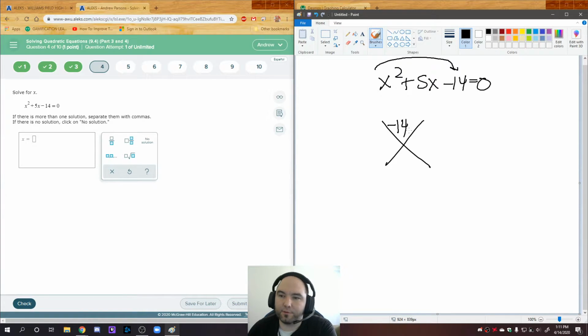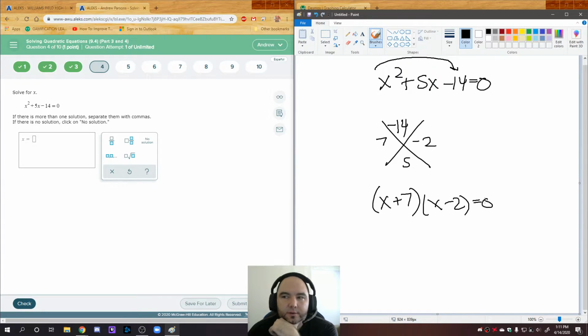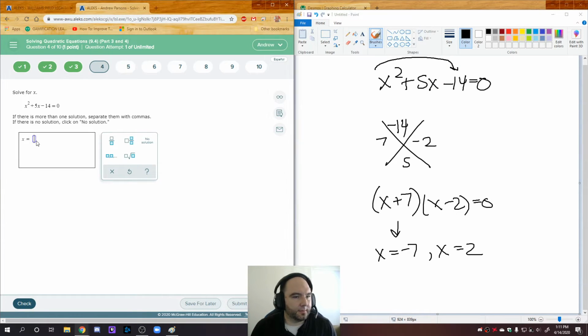It's like 1 times negative 14 is negative 14. 5's on the bottom. And the numbers that multiply to make negative 14 and add up to 5 are 7 and negative 2. Almost put a negative on the 7 there. And therefore we can write x plus 7, x minus 2 equals 0. And then we use the zero product property, so the opposite would be negative 7 and 2. Done.